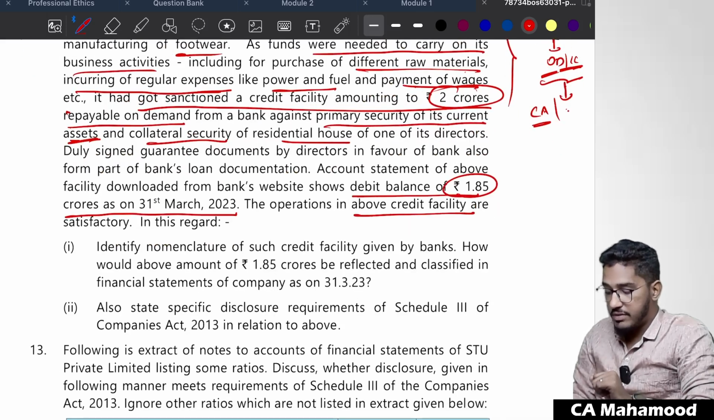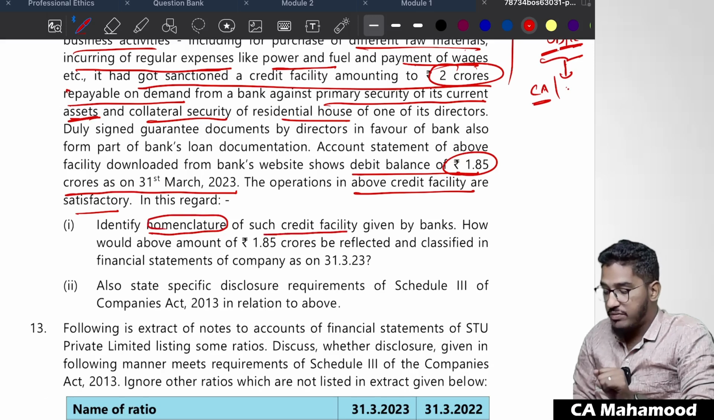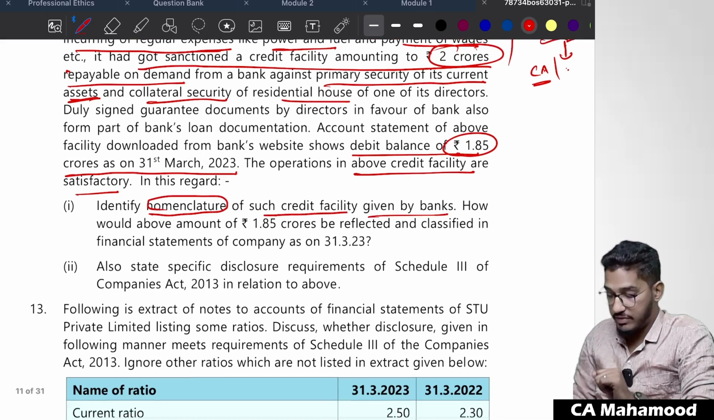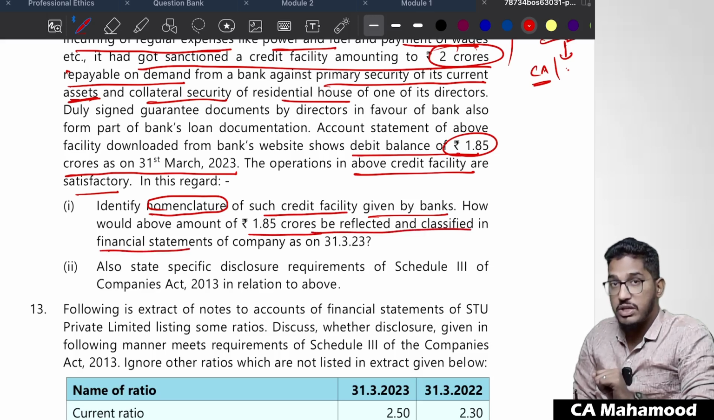The operations in the above credit facility are satisfactory. In this regard, identify the nomenclature. Nomenclature means name. Identify the name of such credit facility given by the bank. What is the name? It will be either an OD facility or a cash credit facility. How would the above amount of 1.85 crores be reflected and classified in the financial statements? How will you show it?